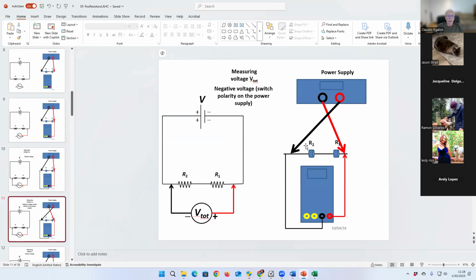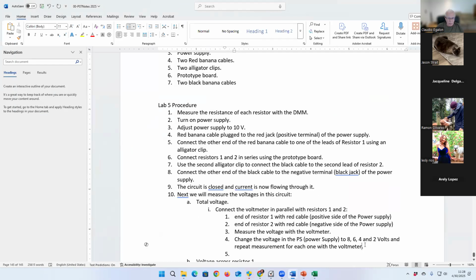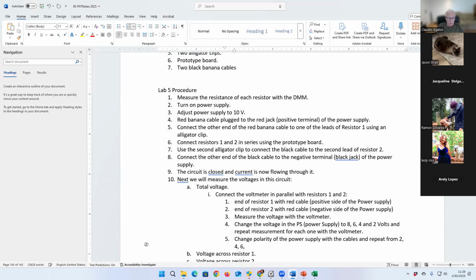Okay, here you go. That's what I did by exchanging the polarity. And when we do that, let's see, repeat. Change polarity of the power supply with the cables, right? The cables. And repeat for 2, 4, 6, 8, and 10 volts. Okay?